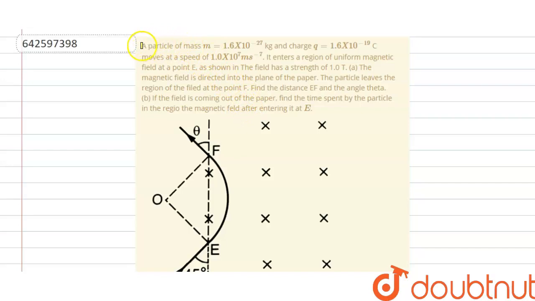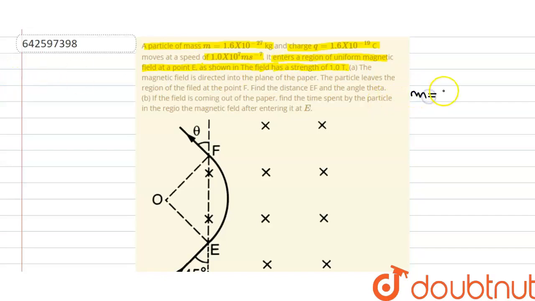Hello everyone, let's solve the problem. The problem says a particle of mass m equal to 1.6 × 10^-27 kilogram and charge q equal to 1.6 × 10^-19 coulomb moves at a speed of 1 × 10^7 meter per second. It enters a region of uniform magnetic field at point E as shown in the diagram. The field has a strength of 1 Tesla.